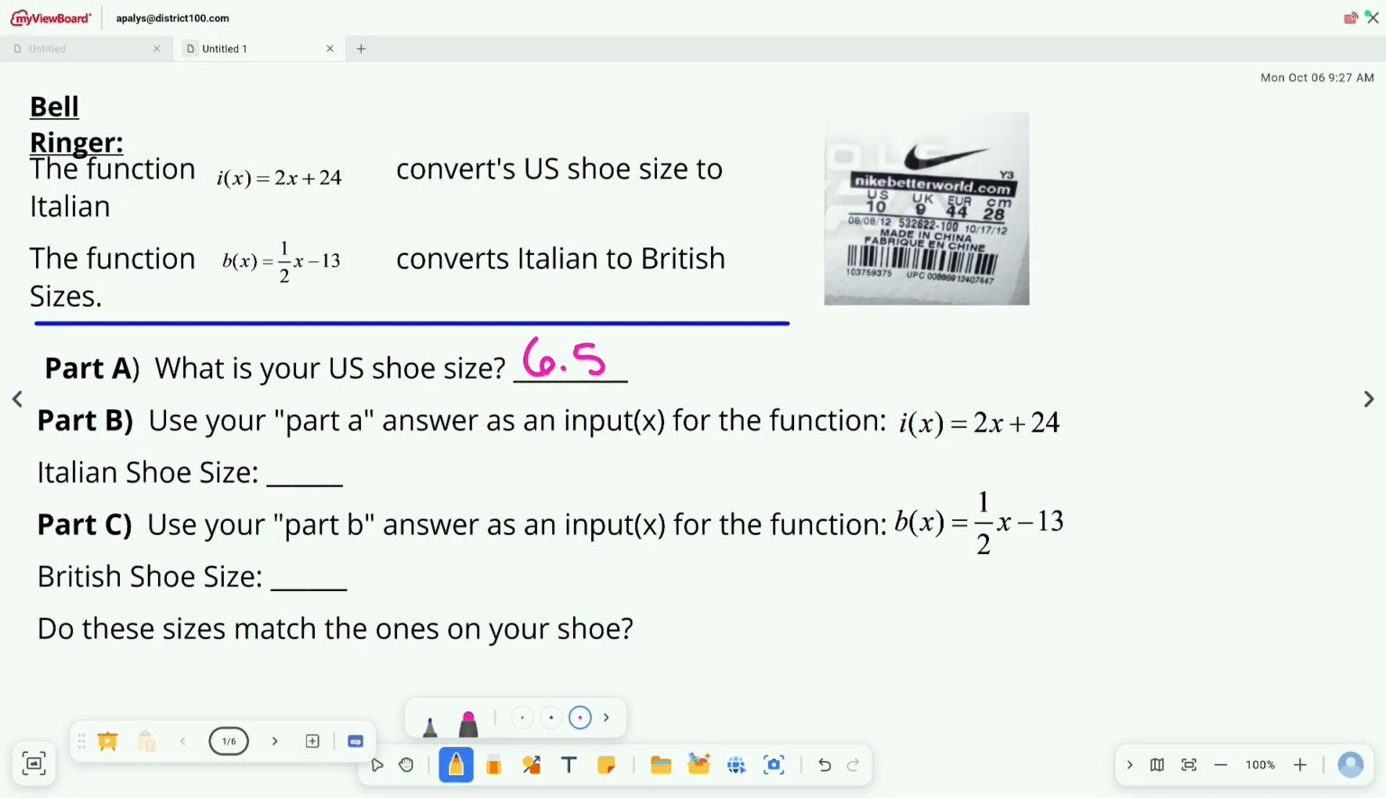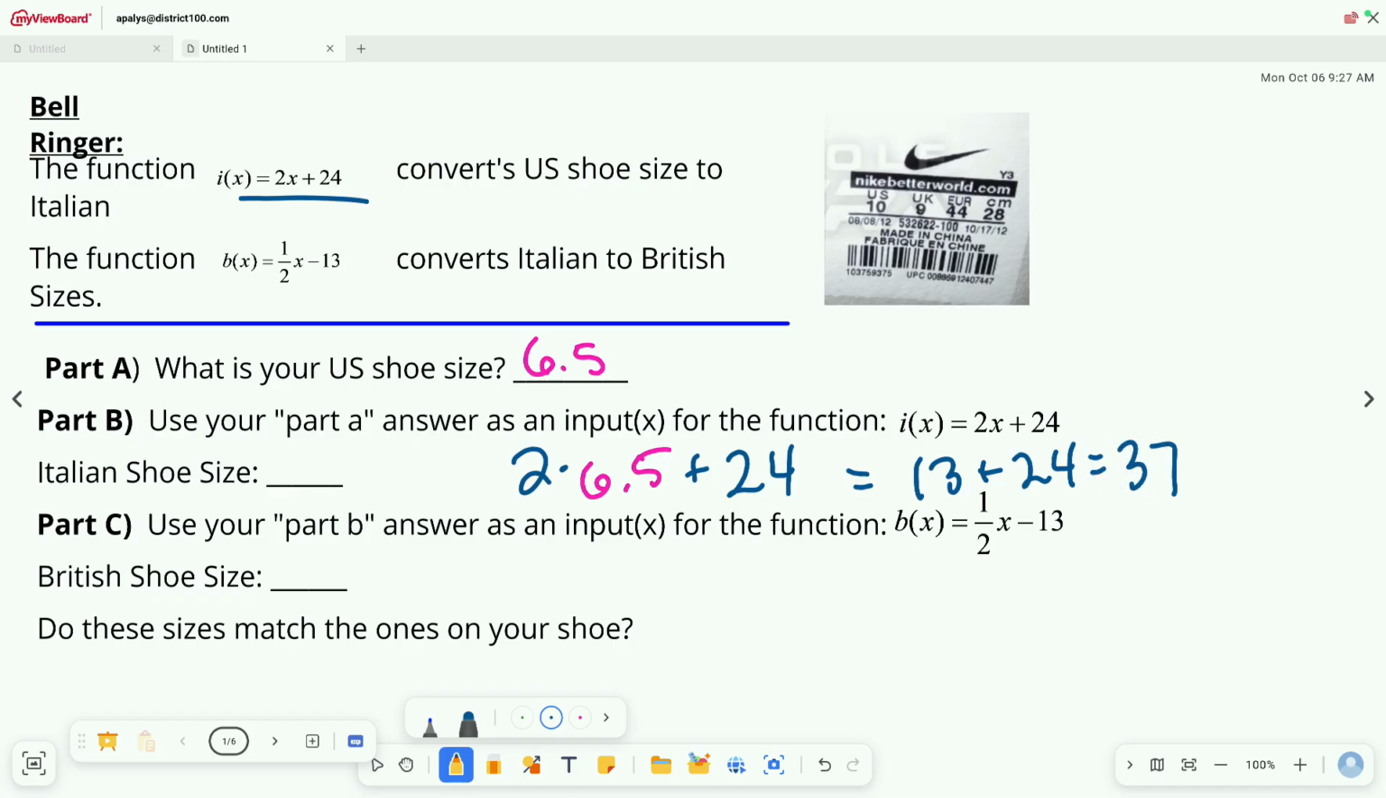We're going to put that 6.5 into the Italian or Euro equation. So we've got 2 times her size, 6.5, plus 24. 2 times 6.5 is 13. 13 plus 24 is 37. Does that match your shoe tag for Euro?